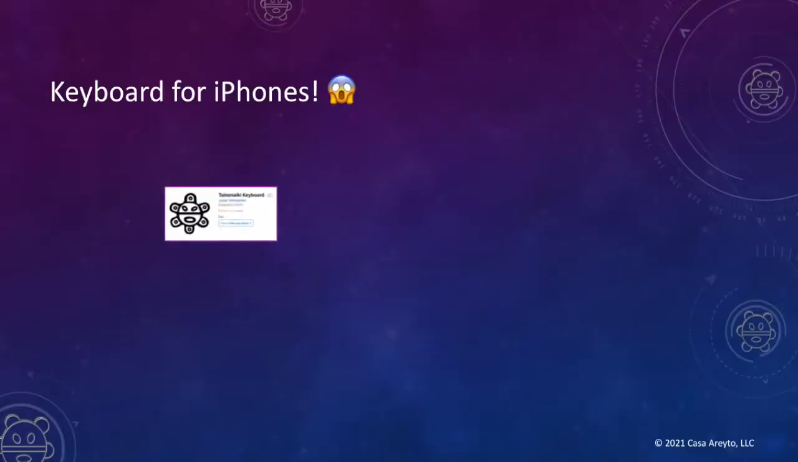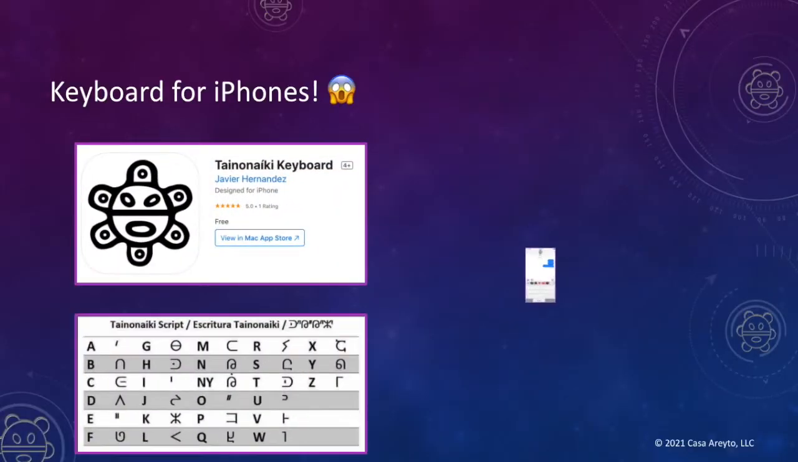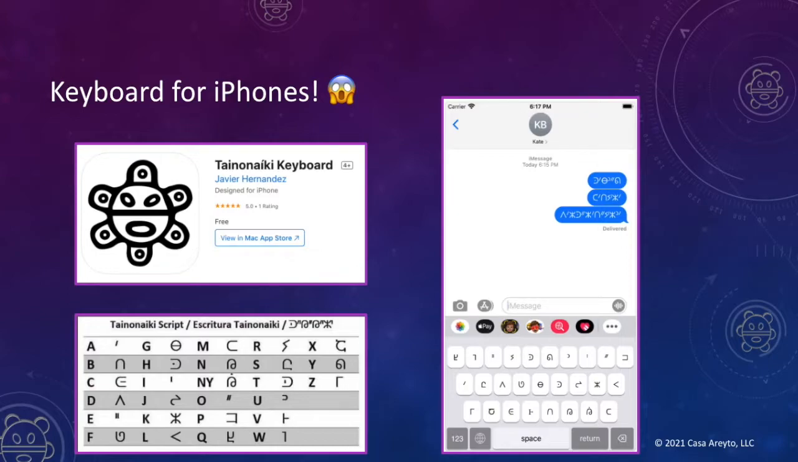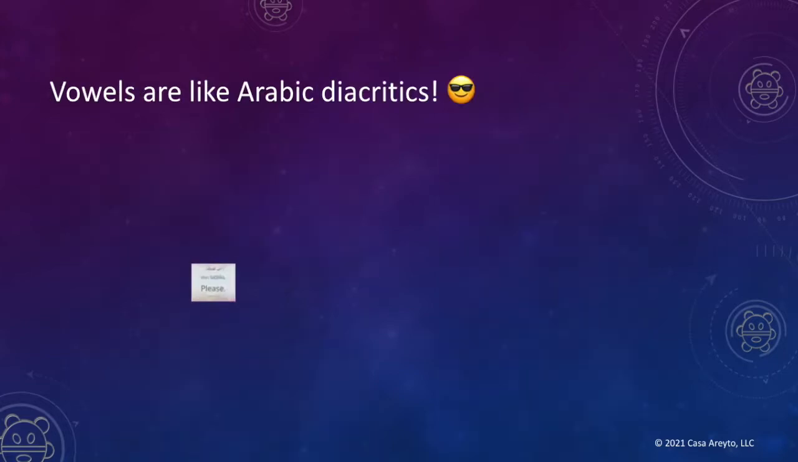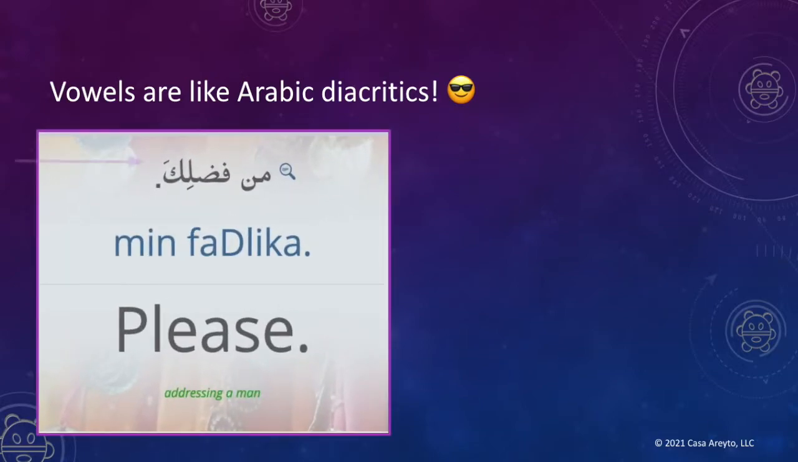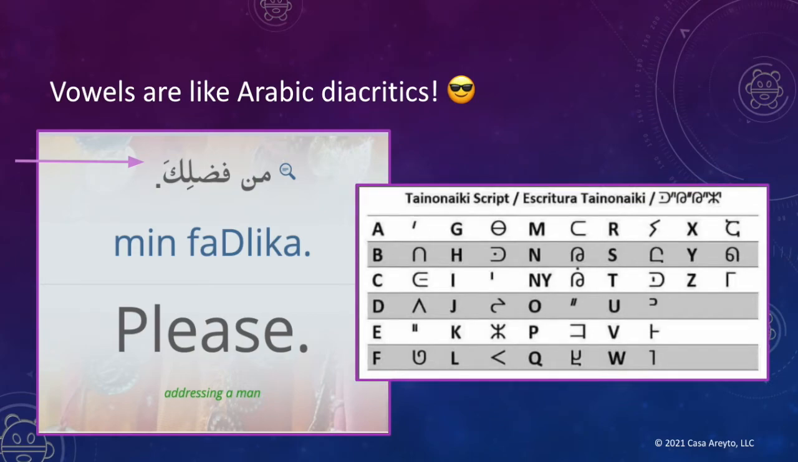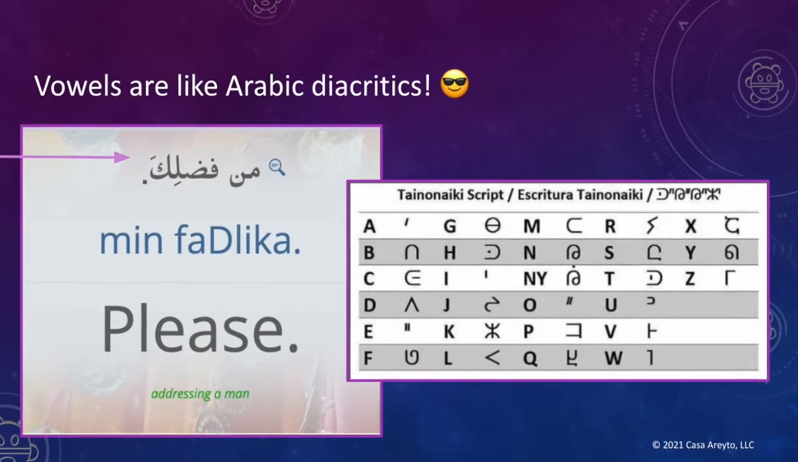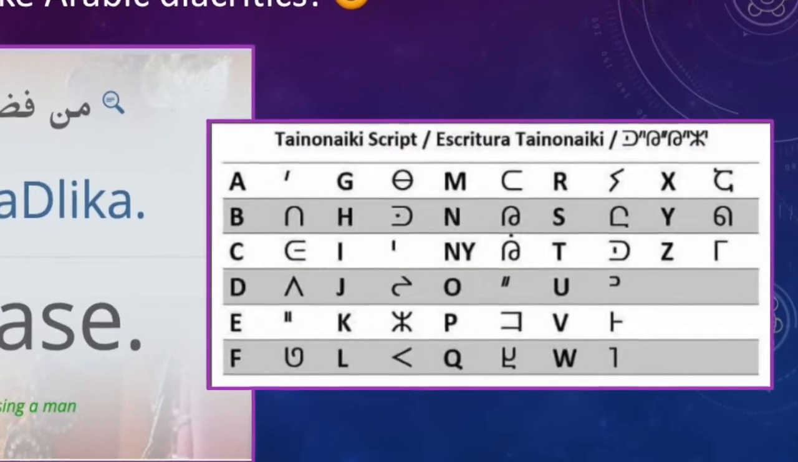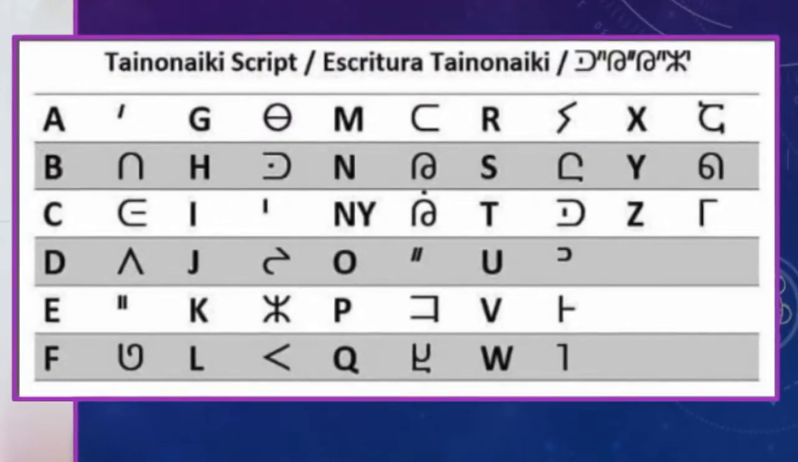But wait, there's more! Javier Hernandez actually just published a keyboard available for iPhones. So now you can download the keyboard to your iPhone and type in a brand new Taíno script. This is a little different from the Nahuatl symbols that I just talked about. What I find kind of cool about this script is that if you look at the vowels of the script, they're kind of little symbols that you put up on top. They're not quite the same as letters, and I see what you did, Javier. They're very similar to how Arabic uses vowels in their script.